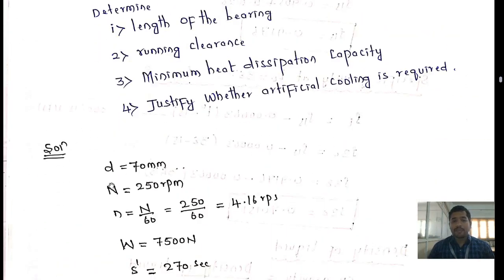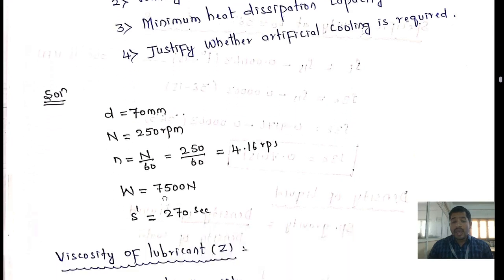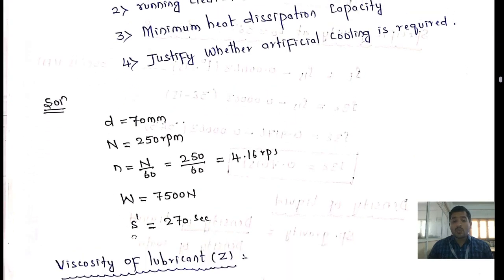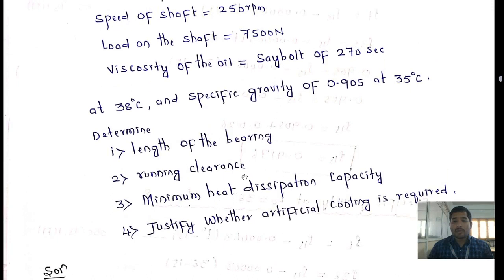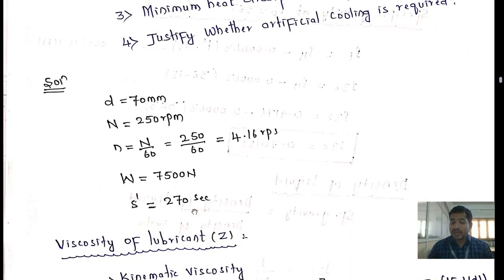The diameter of the shaft, or diameter of the journal, is given here as 70 mm, and the speed of rotation of the shaft, as well as of the journal, is 250 rpm. We want to convert minutes to seconds, so we need to divide by 60. 250 by 60 gives 4.16 rps. The load acting on the shaft is 7500 Newton, and S dash is the Saybolt viscometer reading, given as 270 seconds.